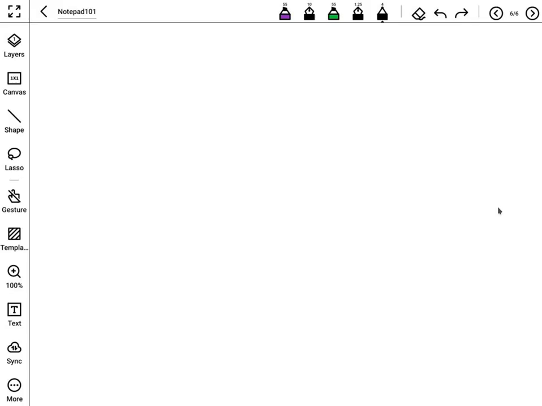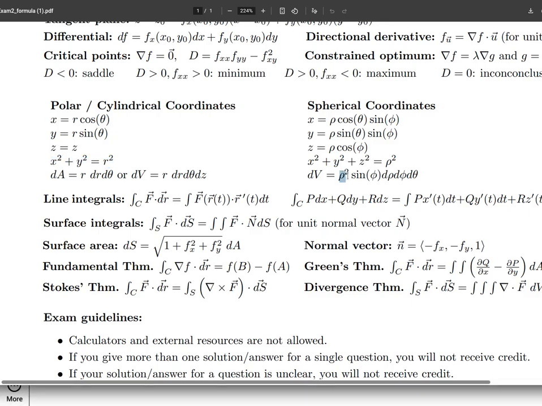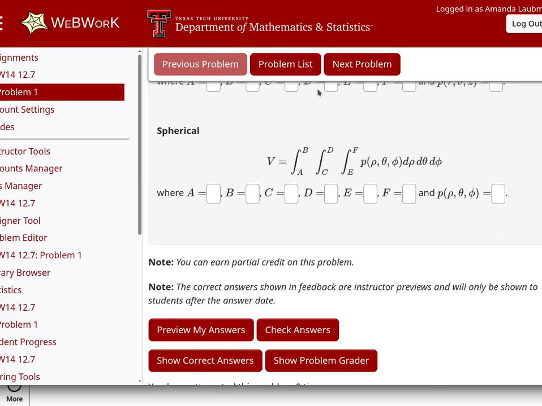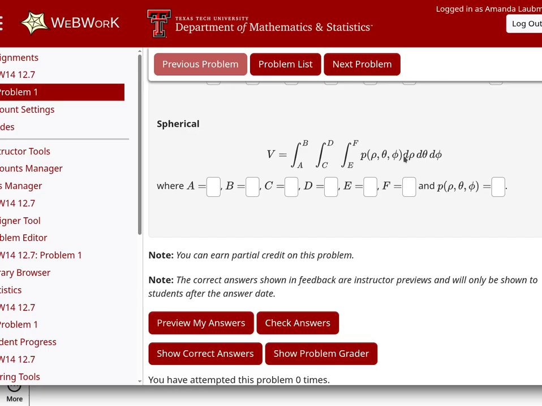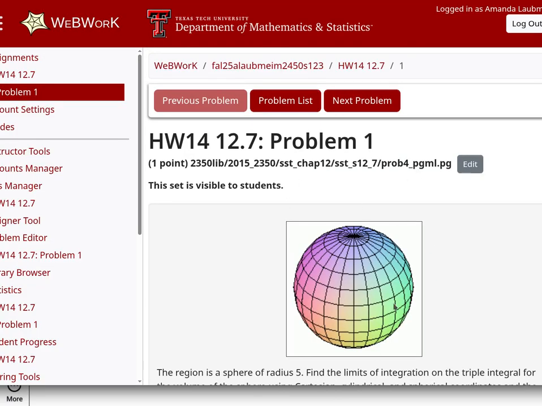I'm not going to copy paste because it is no longer helpful to me. The thing I have to remember is this rho squared sine phi that is needed for dV whenever I use spherical coordinates. So that's what's being asked for in this box. Just what do you put inside a spherical integral? And then I'm told to do it in order d rho, d theta, d phi. These are all going to be constant numbers, so it actually doesn't matter for this particular shape.